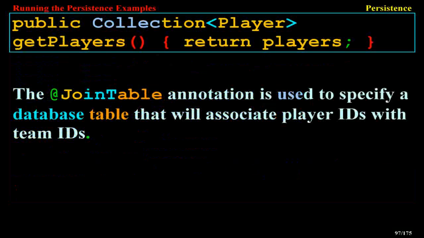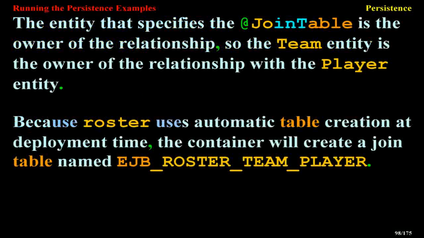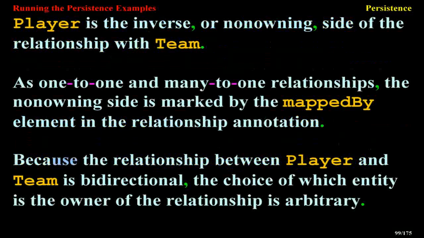The @JoinTable annotation is used to specify a database table that will associate player IDs with team IDs. The entity that specifies the join table is the owner of the relationship, so the Team entity is the owner of the relationship with the Player entity. Because roster uses automatic table creation at deployment time, the container will create a join table named EJB_ROSTER_TEAM_PLAYER. Player is the inverse, or non-owning, side of the relationship with Team.